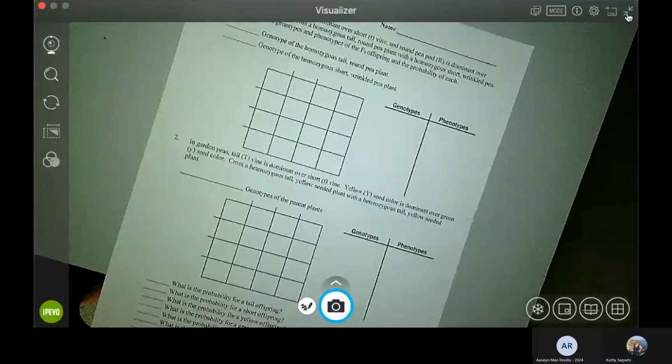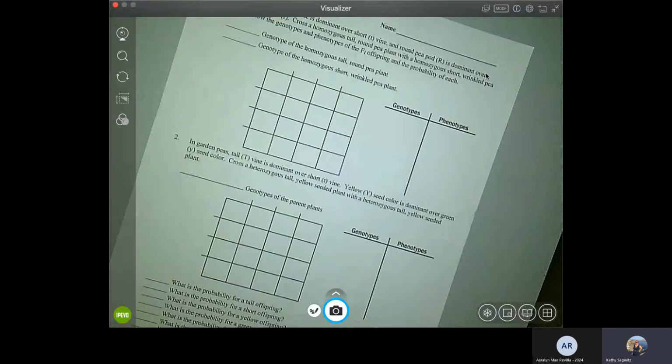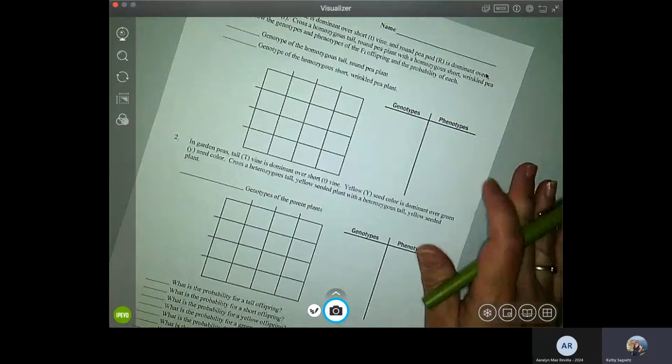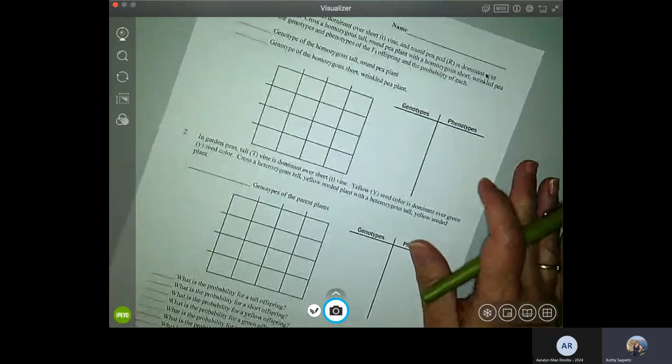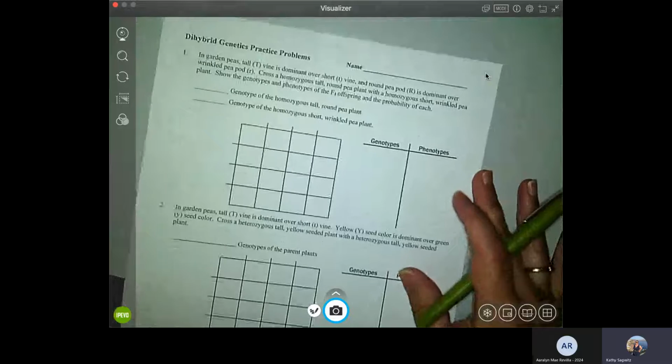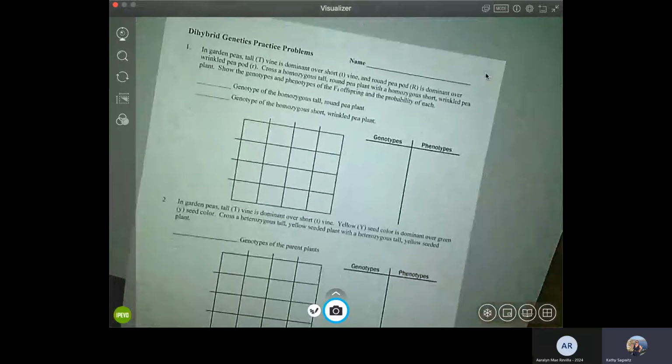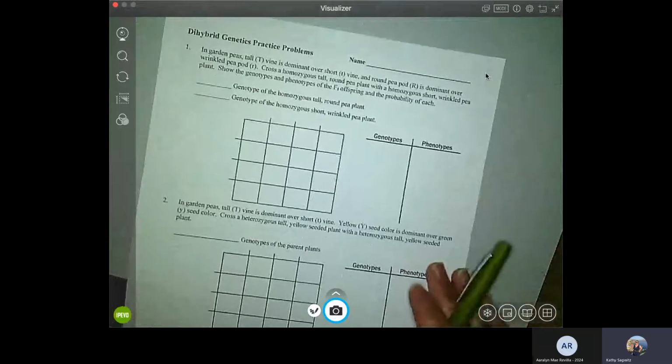Okay. So yesterday we did monohybrid crosses. With a monohybrid cross, we are only crossing for one thing. Today we're going to be doing a dihybrid cross. Dihybrid crosses are ones where we are crossing for more than one trait.